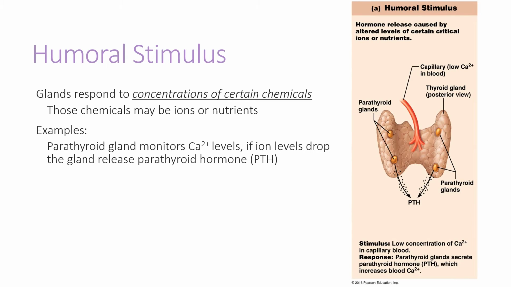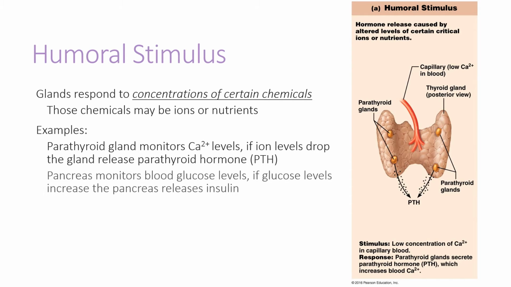For example, the parathyroid gland monitors calcium levels in the bloodstream. If ion levels drop, the gland releases parathyroid hormone to try to increase calcium levels. Another example is the pancreas. The pancreas monitors blood glucose levels, a type of nutrient. If glucose levels increase, the pancreas releases insulin to cause a decrease in circulating blood glucose levels.